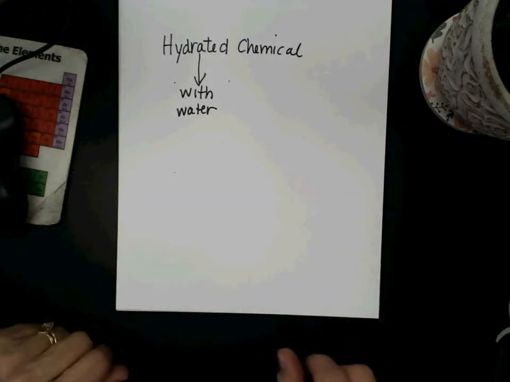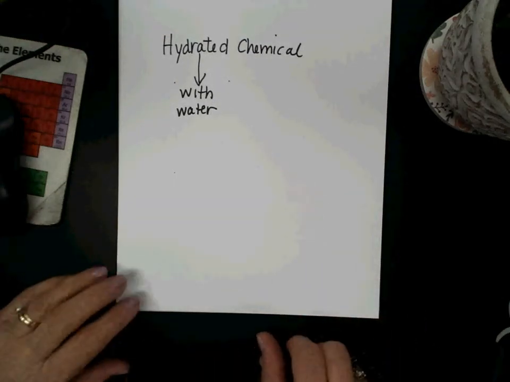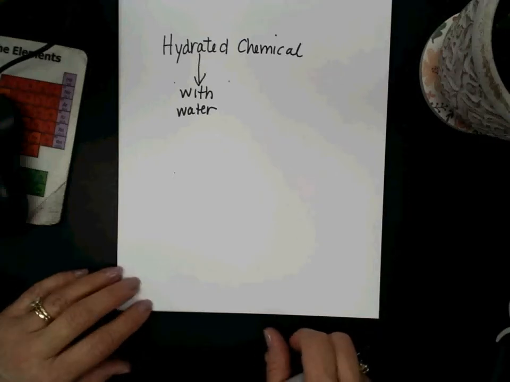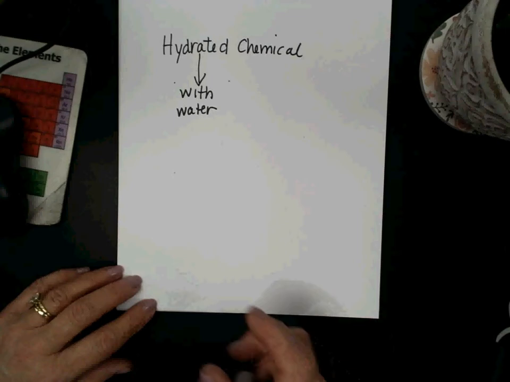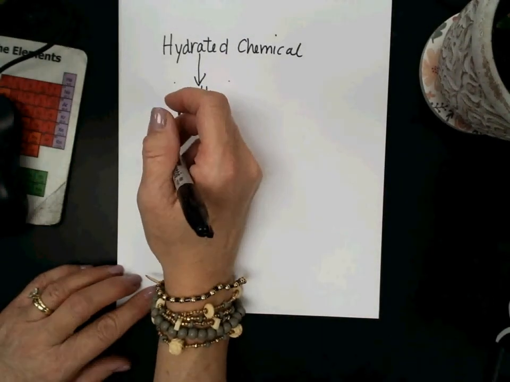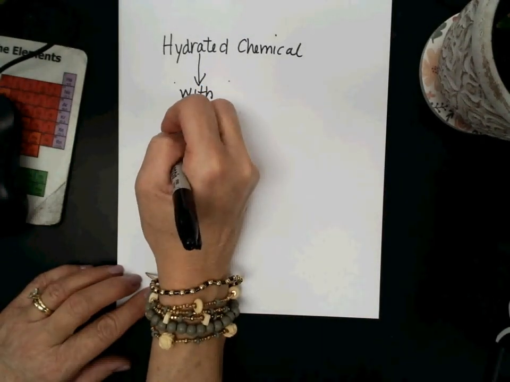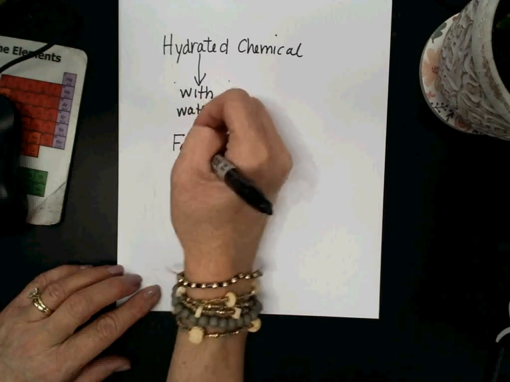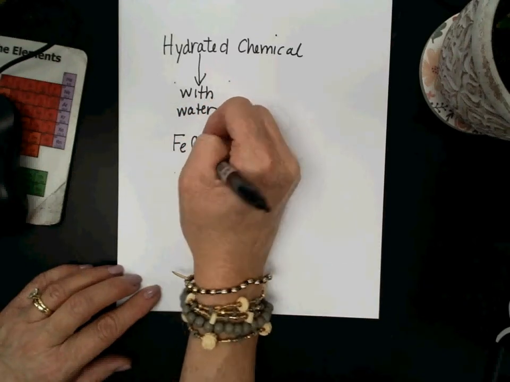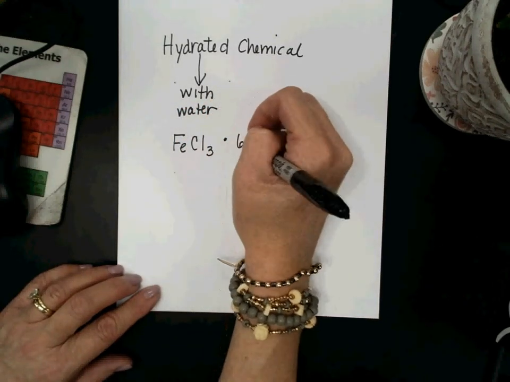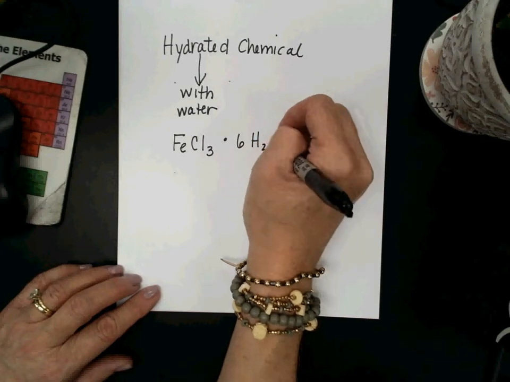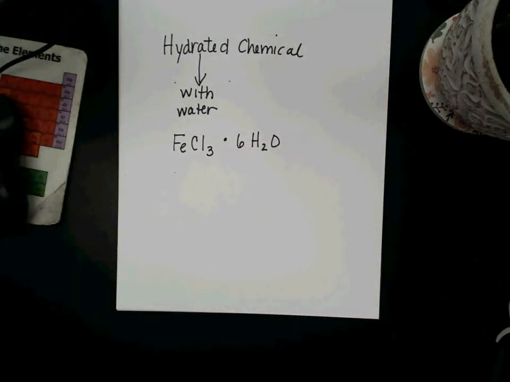And when we have a chemical formula that's hydrated, we have to show that. So I would write that this way. Let me think of one really quick. So the formula will look something like that, and that would read iron chloride with 6-part water.